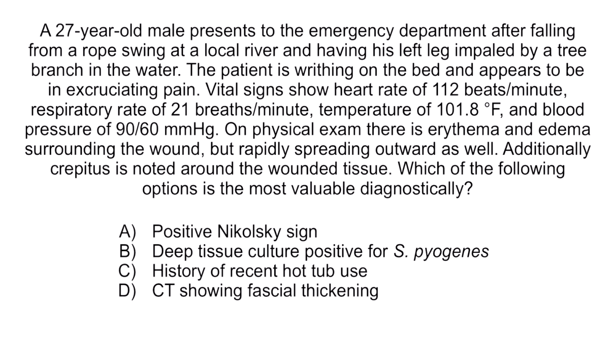A 27-year-old male presents to the emergency department after falling from a rope swing at a local river and having his left leg impaled by a tree branch in the water. The patient is writhing on the bed and appears to be in excruciating pain. Vital signs show a heart rate of 112 beats per minute, respiratory rate of 21 breaths per minute, a temperature of 101.8 degrees Fahrenheit, and a blood pressure of 90/60. On physical exam, there is erythema and edema surrounding the wound, but rapidly spreading outward as well. Additionally, crepitus is noted around the wounded tissue.